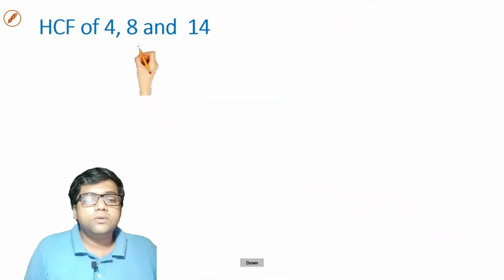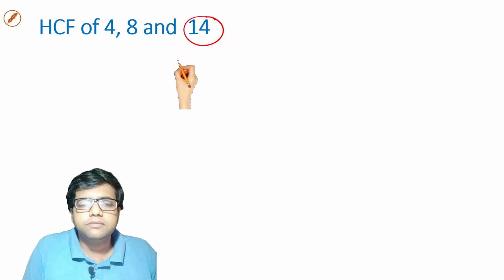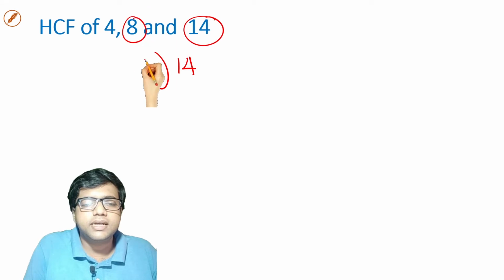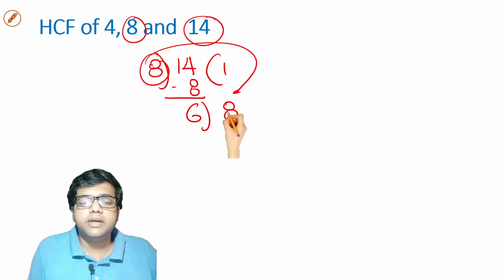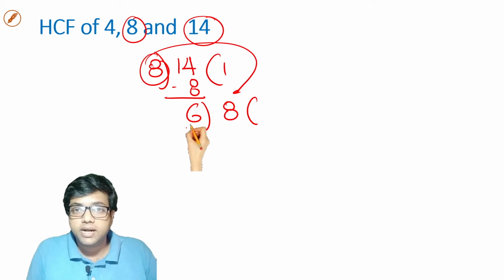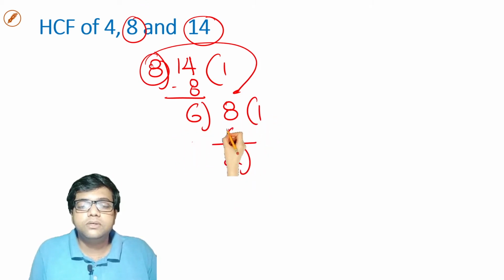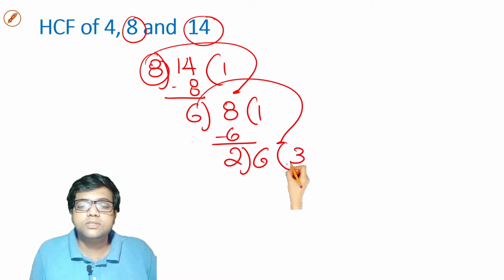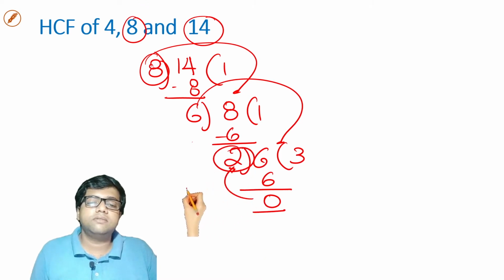All right, let's go to the next question. 4, 8 and 14 are there. Pick up the larger number, which is 14. Divide it with the second larger number, which is 8. 8 ones are 8. So you are left with 6. Make the initial divisor the dividend and the remainder the divisor. 6 ones are 6. You are left with 2. So divide 6 now. 2 3s are 6. So you get 0. The immediate next divisor is 2.